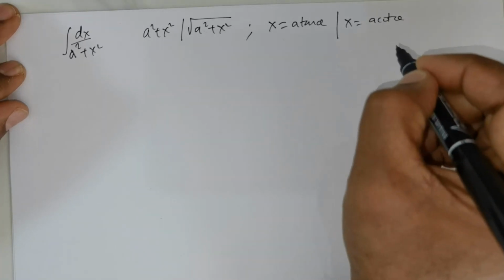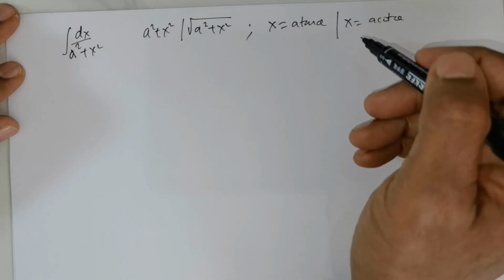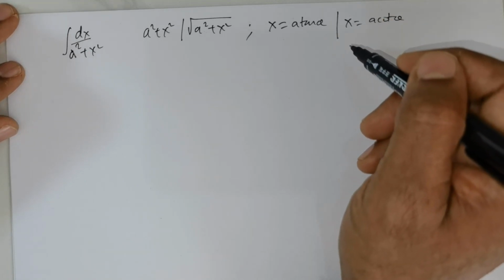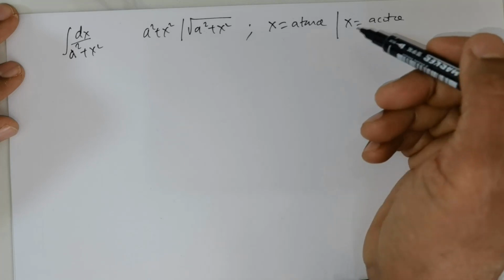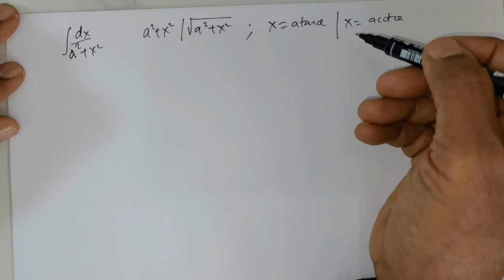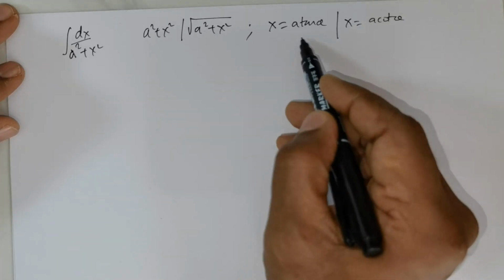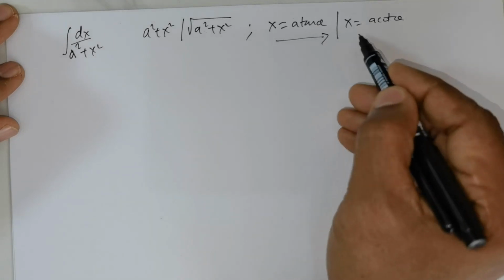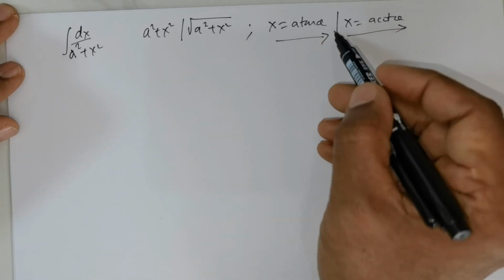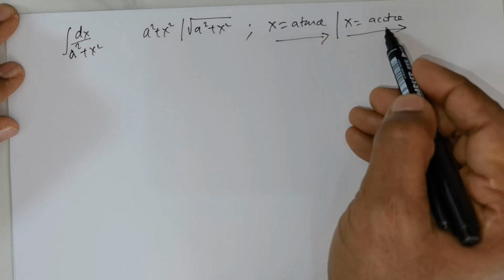Apart from this, don't adopt any other substitution. Of course you can approach or utilize partial fractions, but then again, as I mentioned to you, it depends on the complexity of the question. So we are dealing with substitution technique, so I'm introducing you these two substitutions. So either you can utilize this or you can utilize this.